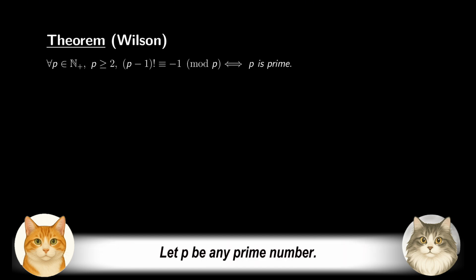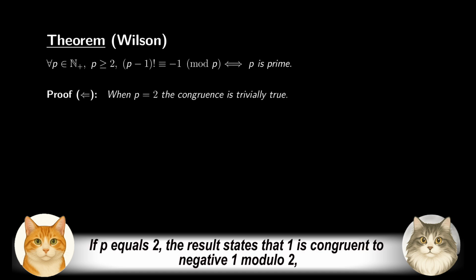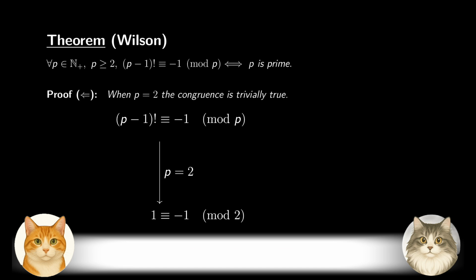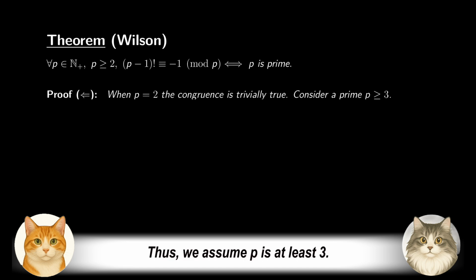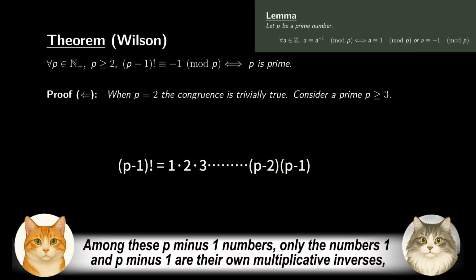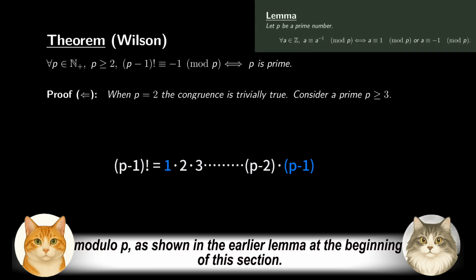Let p be any prime number. If p equals 2, the result states that 1 is congruent to negative 1 modulo 2, which is trivially true. Thus we assume p is at least 3. The factorial of p minus 1 is defined as the product of all positive integers from 1 to p minus 1. Among these p minus 1 numbers, only the numbers 1 and p minus 1 are their own multiplicative inverses modulo p, as shown in the earlier lemma at the beginning of this section.